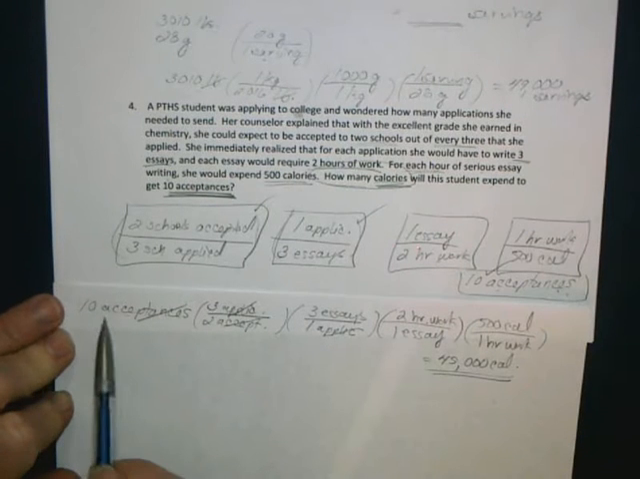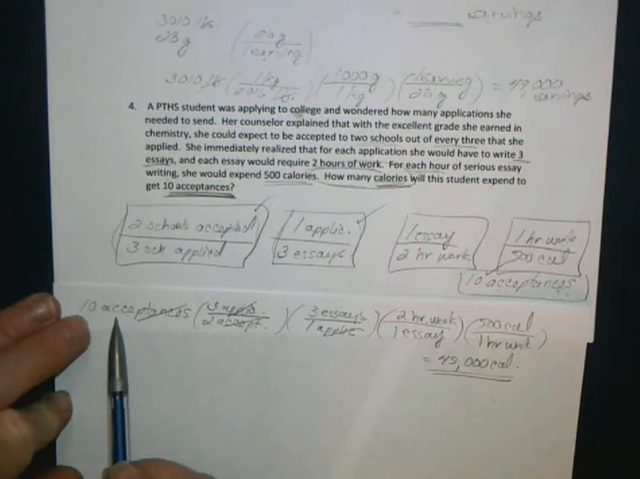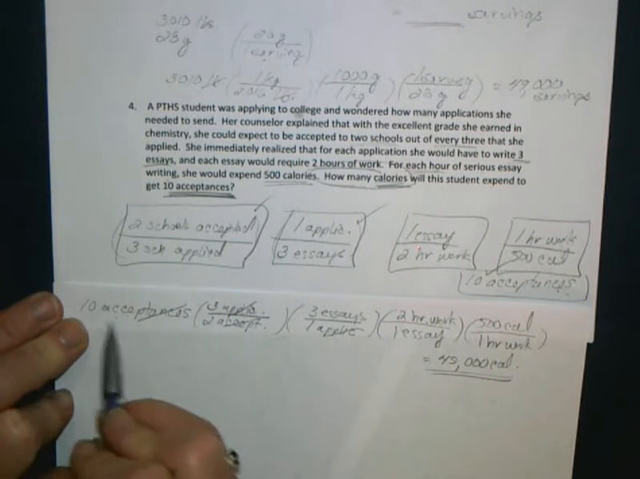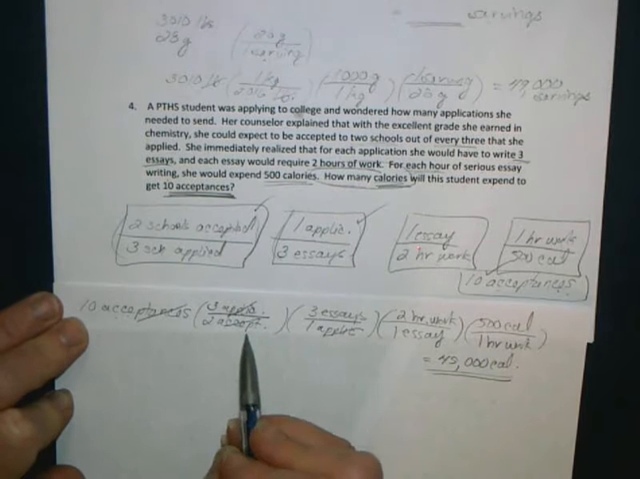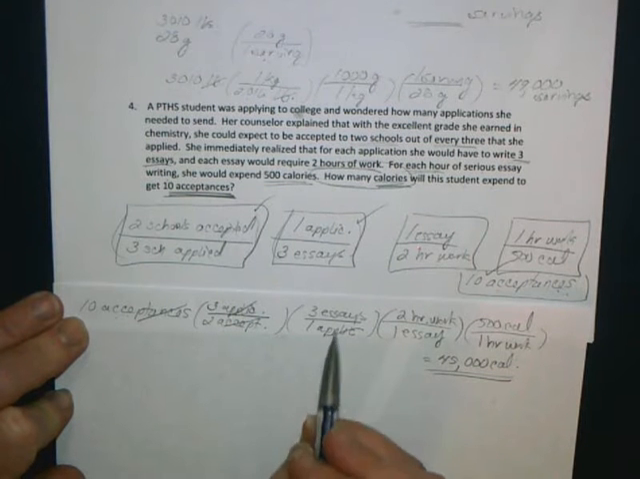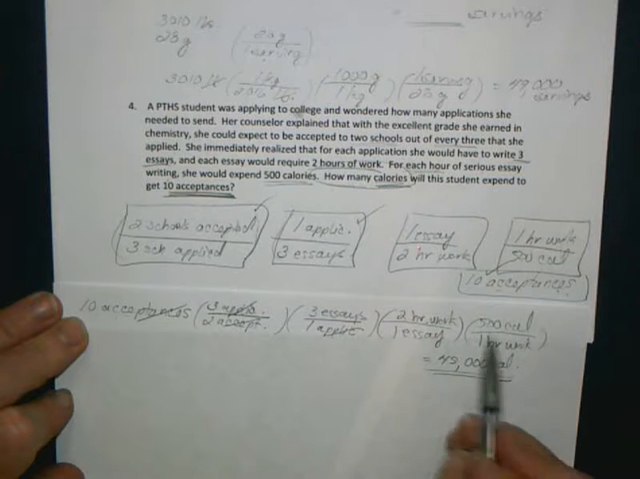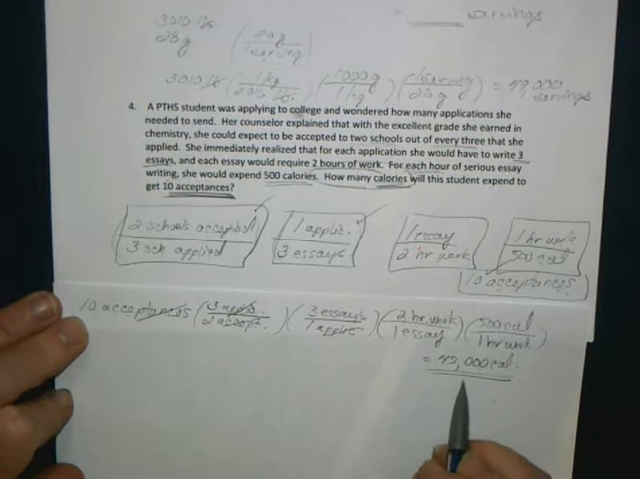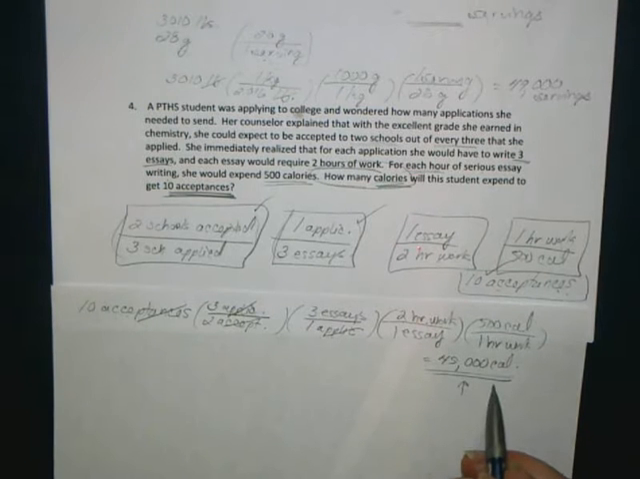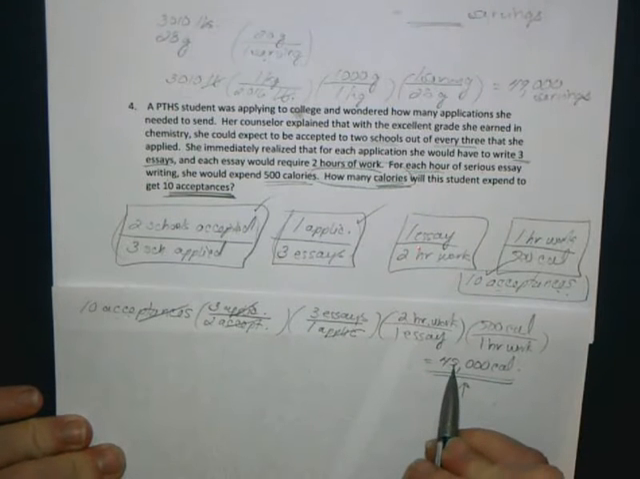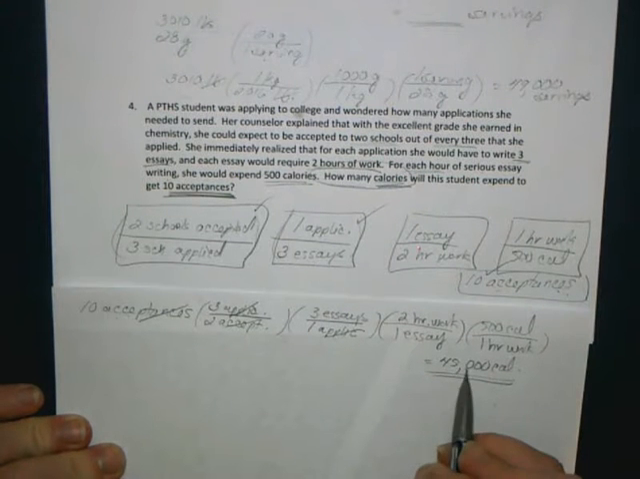Well, 10 acceptances, we could say that that's exact, that's counted. That doesn't limit sig figs. 3 applications, 2, this is exact. 3 applications, exact. 2 hours of work per essay, that was probably measured. 1 sig fig. 500 calories for every 1 hour of work, probably measured. 1 sig fig. So, how do I convert this to 1? Here's where our even odd rule comes in. So we need to round this. We look next door. It's a 5 with nothing else but zeros.